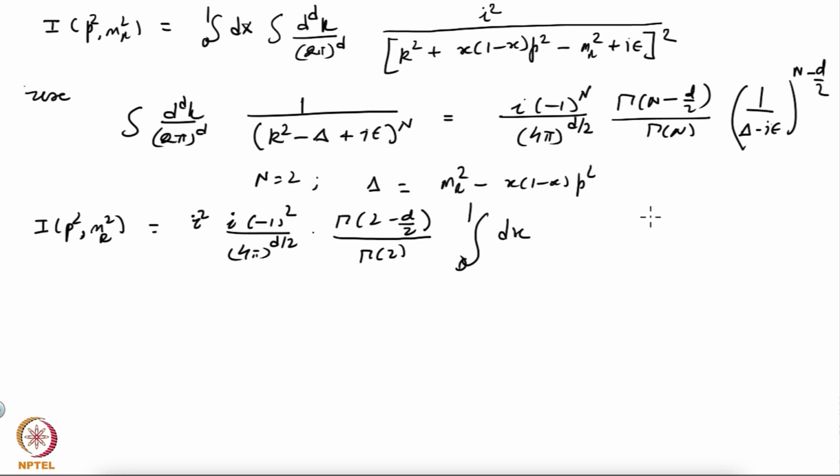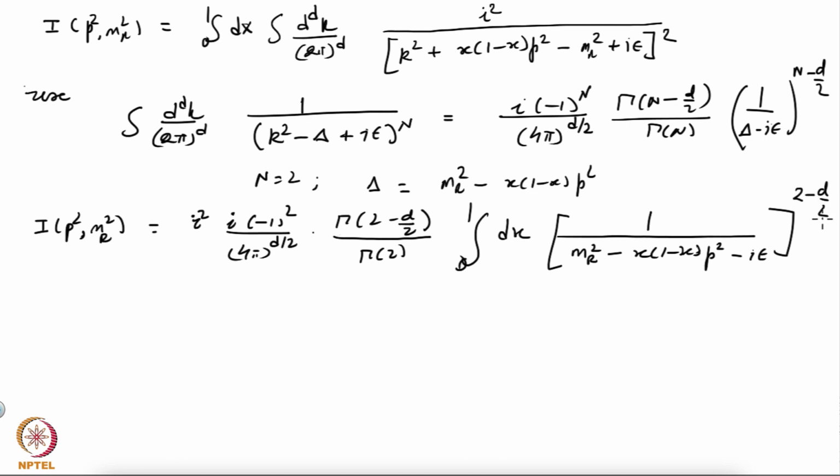And 1 over mr square minus x(1 minus x)p square minus epsilon, this entire thing to the 2 minus d over 2. Okay, so that's what we get, and you see that you get a simple pole from here. So let's extract that pole. We are almost there.